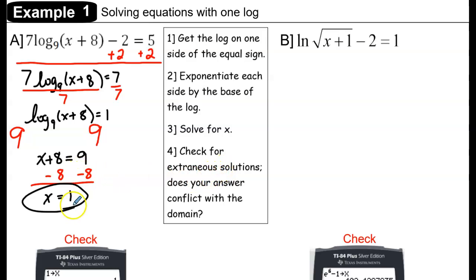Then my last step is always to check for extraneous solutions. If the answer is extraneous, that means that it doesn't check, but not because I made a mistake in my algebra, but because the answer is outside of the domain.